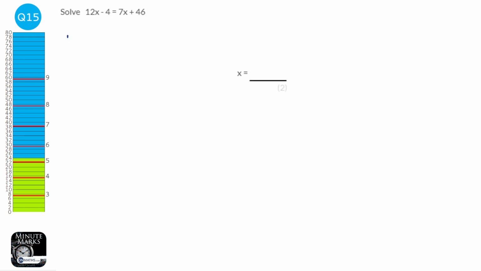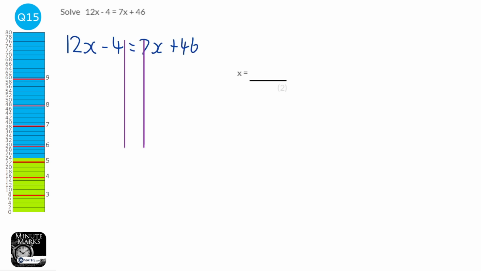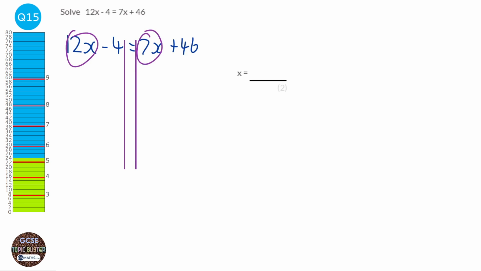So I'm going to write out the equation again just to give us a bit more space. And the rule we have here is if we have an x on both sides, which we do in here, we pick the smallest one to get rid of. So we've got a 12x and a 7x. And so the smaller number, or the smaller x, would be the 7x. So we're going to get rid of that first.